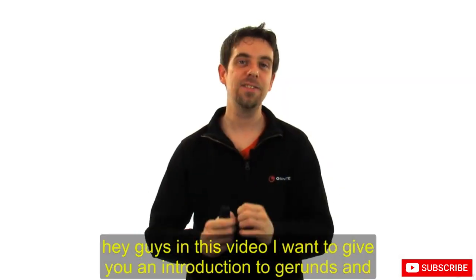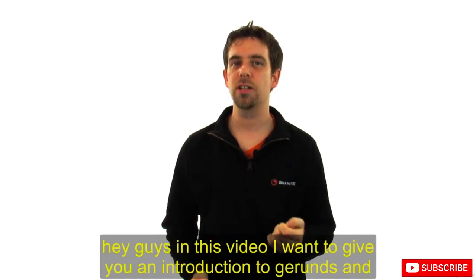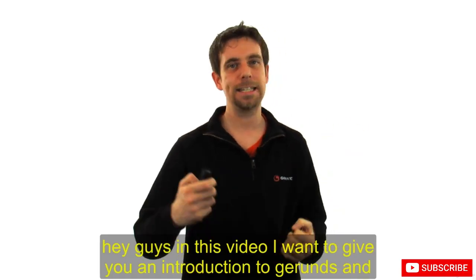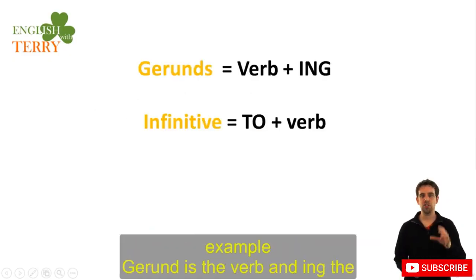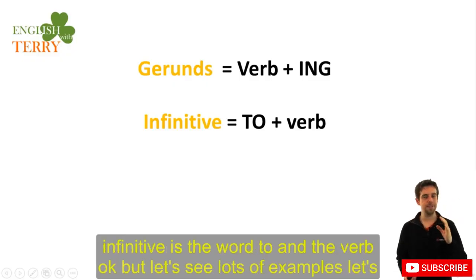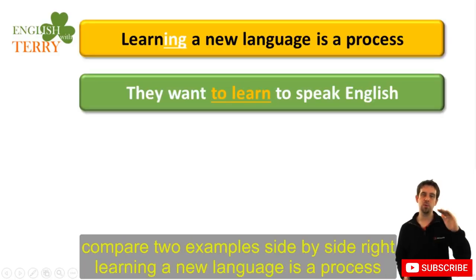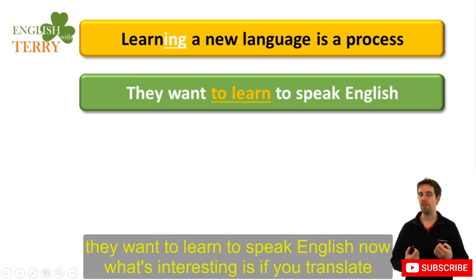Hey guys, in this video, I want to give you an introduction to gerunds and infinitives. So, gerunds and infinitives. If this is not clear, let's see an example. A gerund is the verb and ing. The infinitive is the word to and the verb, okay? But let's see lots of examples. Let's compare 2 examples side by side, right? Learning a new language is a process. They want to learn to speak English.